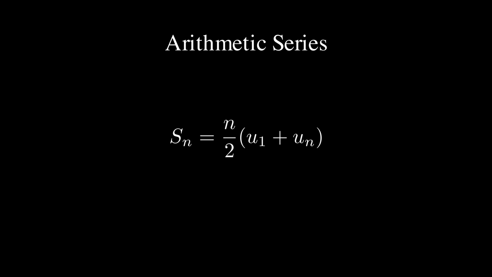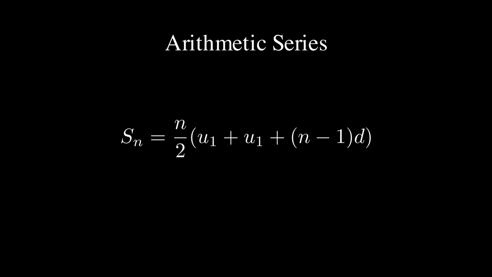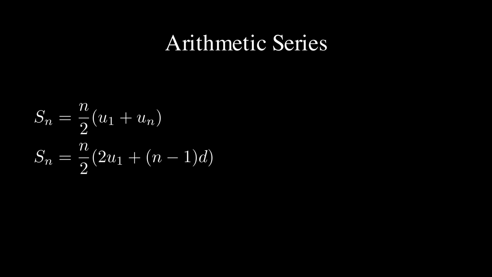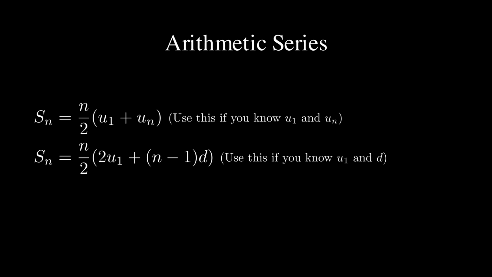We can also have arithmetic series, which, as the name suggests, are just series based on arithmetic sequences. There is a formula that allows us to get the sum of the first nth terms. And, as we've just seen, we can replace un by the general term of an arithmetic sequence, which gives us this second formula. And to decide between the two formulas, we just need to look at what information we have. If we know u1 and un, then we use the first formula. If we know u1 and d, then we use the second. They really are equivalent otherwise.